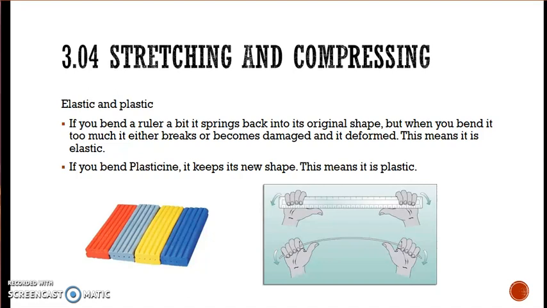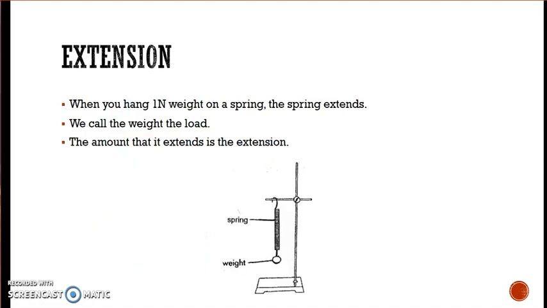If you bend plasticine, which is Play-Doh by the way, it keeps its new shape. This means it's plastic. That's kind of weird, isn't it? Because you think, oh wow, a ruler is made of plastic, but it's not plastic. It's elastic. That's like, whoa, right.